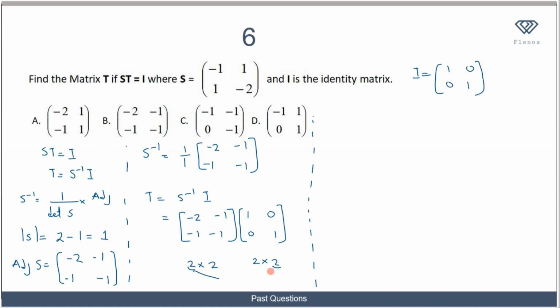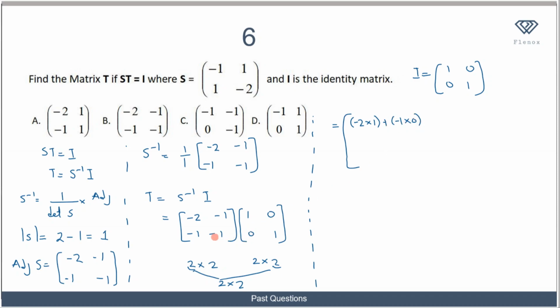So the resulting matrix is going to be a 2 by 2 matrix. So let's try to evaluate that. So what is that going to be? The product of this. So the first cell, I'm going to multiply the first row by the first column. So I have minus 2 times 1, then plus minus 1 times 0.